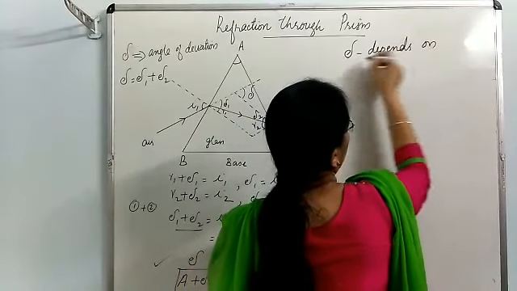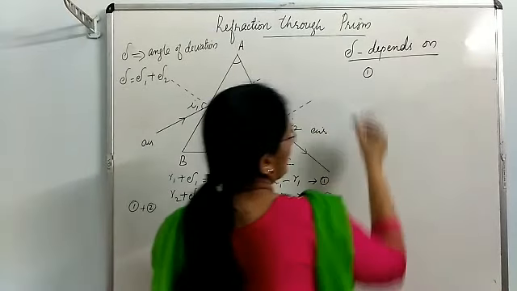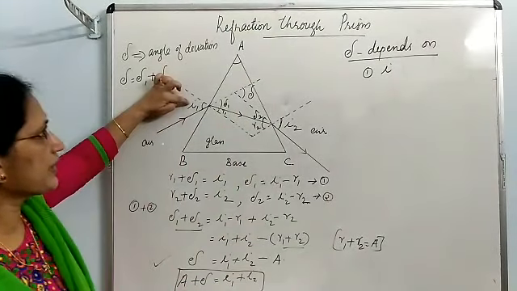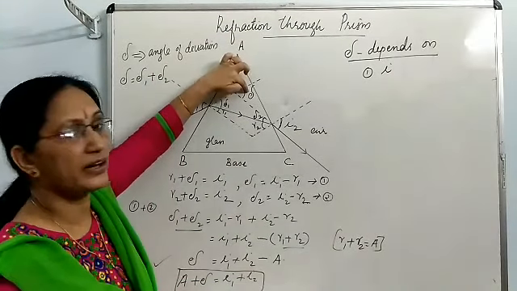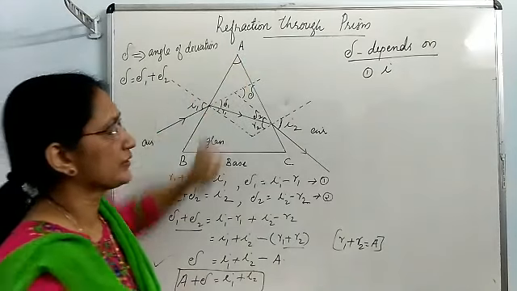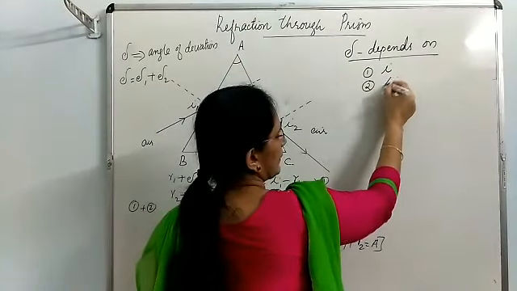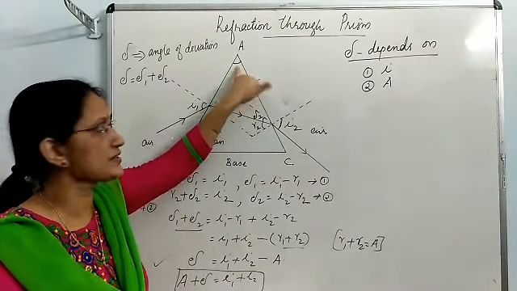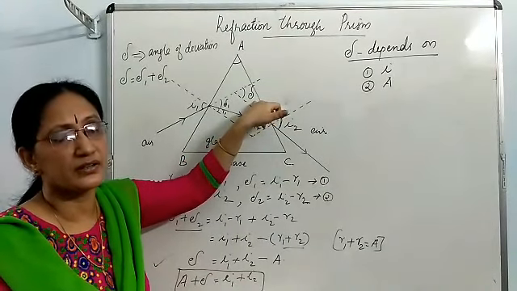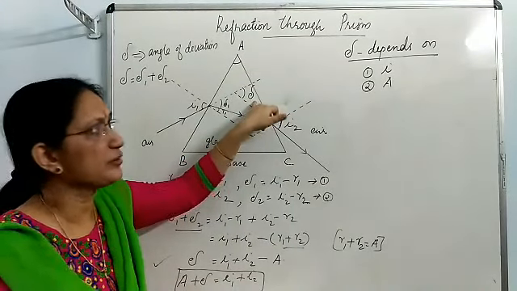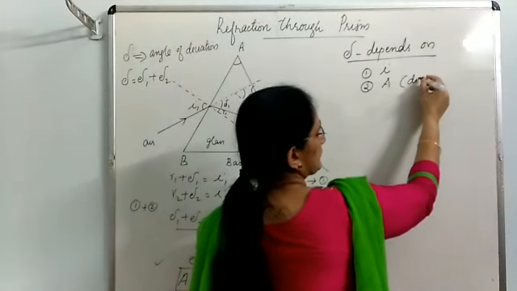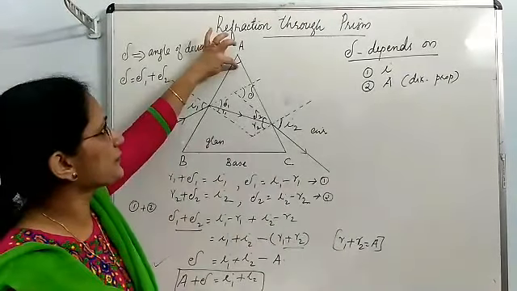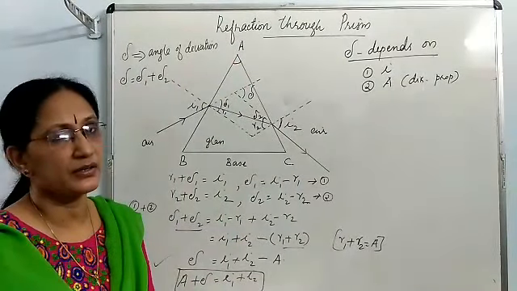Angle of deviation depends on, the first factor, angle of incidence. For different angles of incidence, the angle of deviation will be different. Then the second factor, angle of prism. When the angle of prism increases, the angle of deviation also increases, meaning they are directly proportional. The more the angle of prism, the more the angle of deviation.